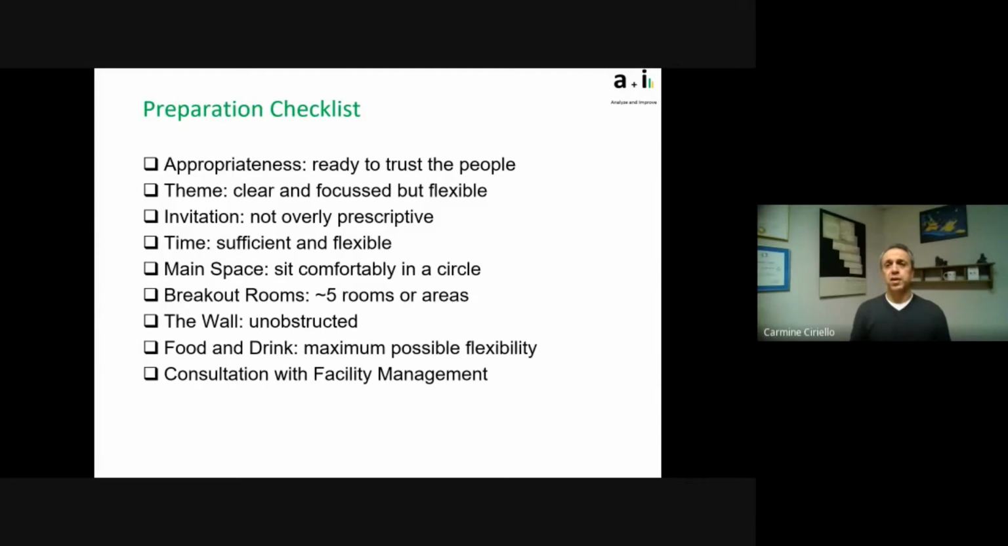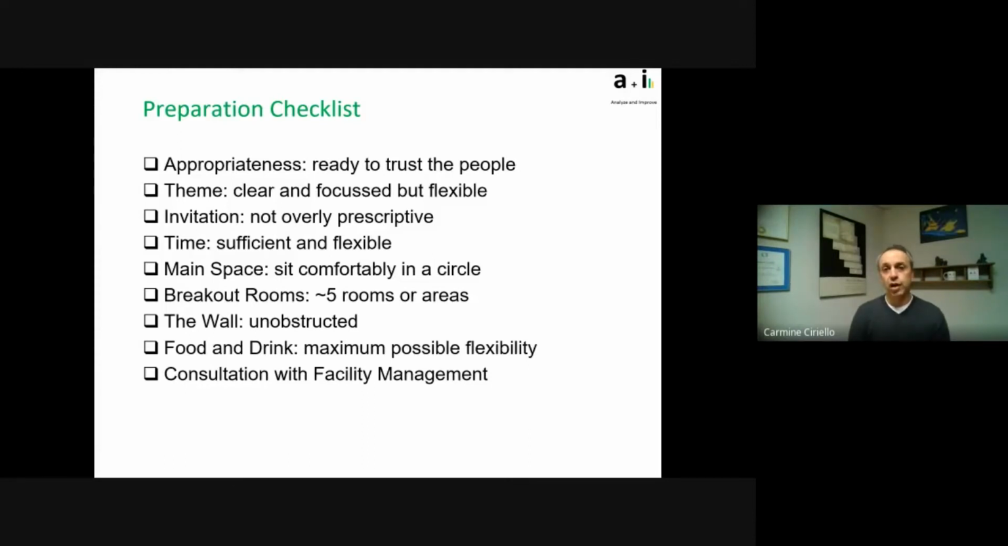There has to be a main space, usually a very large room, to sit everyone in a circle. There is a logic to it. We don't want it classroom style or auditorium style. We want it in a circle where everyone has equal value and equal weight in driving the ideas that get covered and also the results at the end of the sessions.